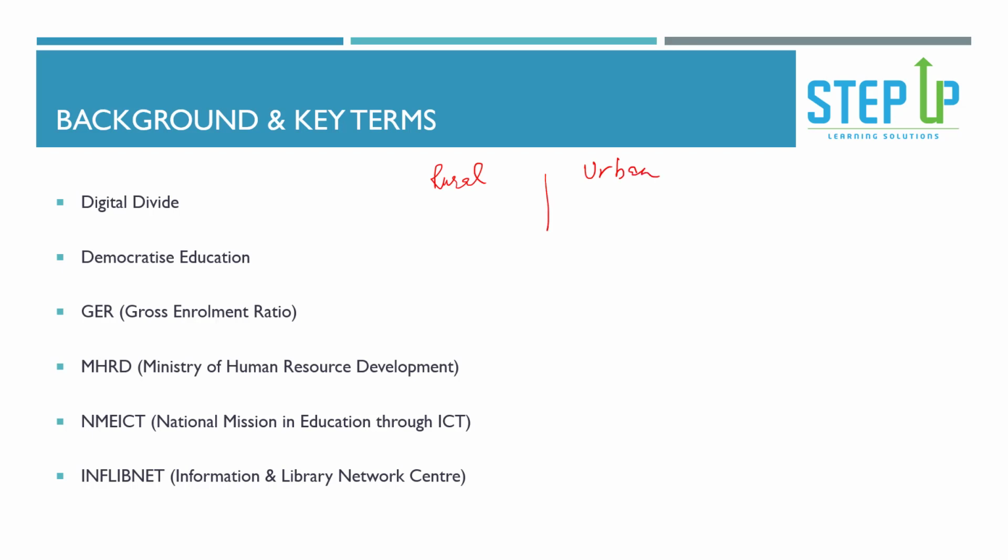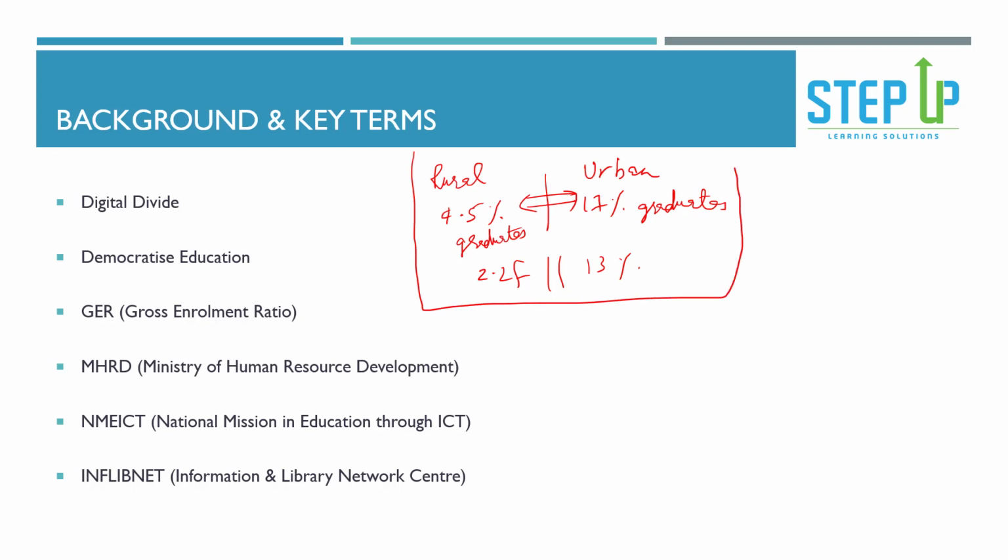According to data, only 4.5% of people are graduates in rural India, whereas the number is 17% in urban areas. This is a stark divide between the two. If you look at female graduates in rural and urban areas, the difference is even bigger. It is 2.2% for females in rural areas, and in urban areas female graduates are only about 13%. So stats like this are one issue that we are trying to resolve.